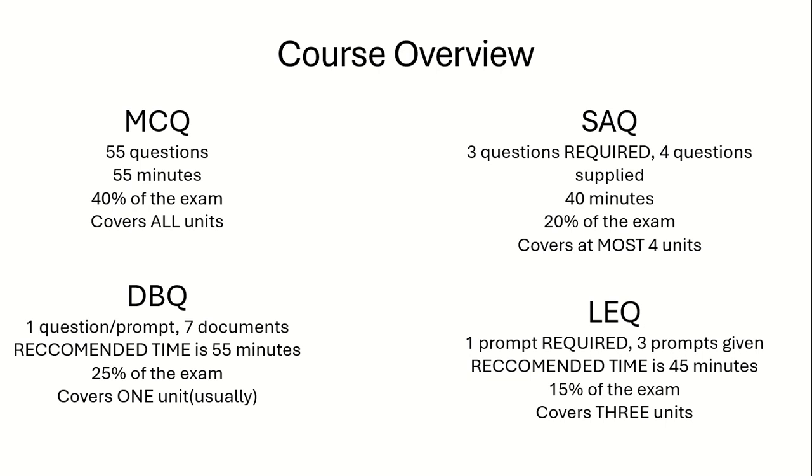You get 40 minutes for this. Ideally, you want to spend 10 minutes on each, so that you have spare time for all the questions. You can go back, edit it, make it more concise. It covers 20% of the scoring, and it covers at most 4 units. So 1 unit per question, pretty much. So really, you have to answer questions for 3 different units.